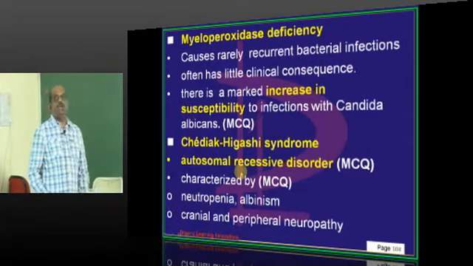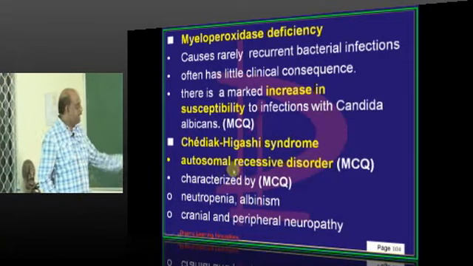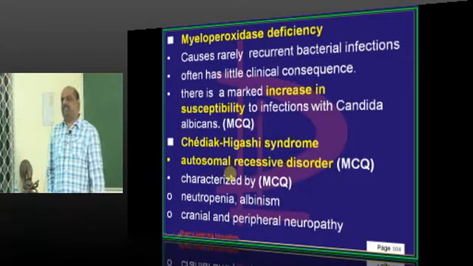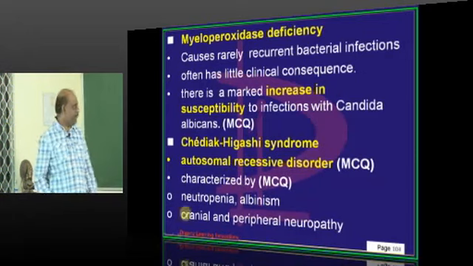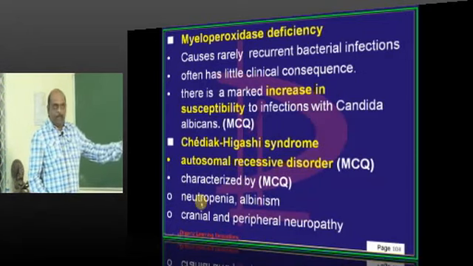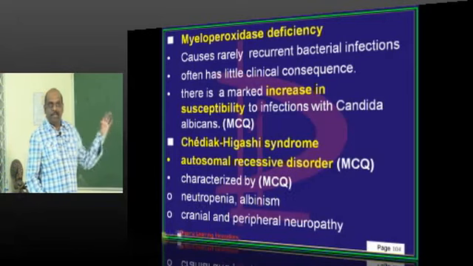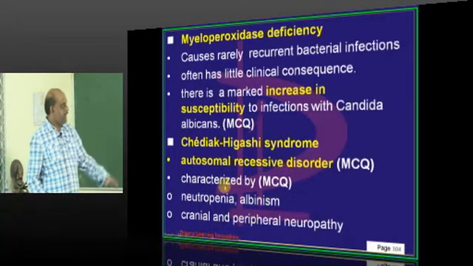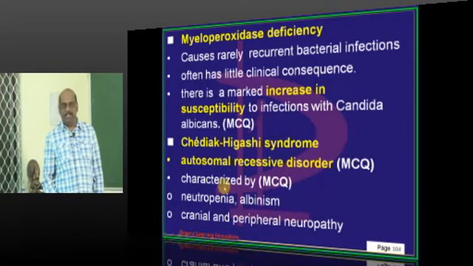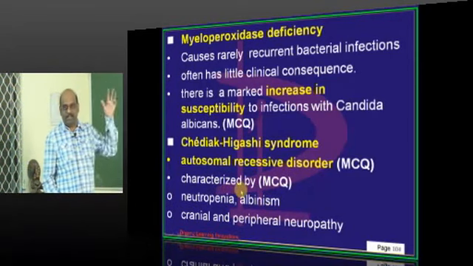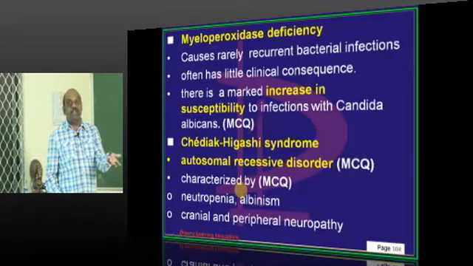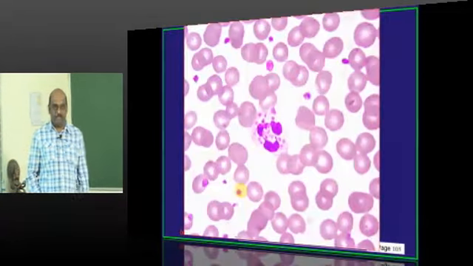Chediak-Higashi is autosomal recessive in nature. There are some phenotypic features of Chediak-Higashi which you should not forget. Neutropenia, albinism, cranial and peripheral neuropathy. These are all the important associated features. They are not asked as an MCQ. Nobody bothers, because we are not interested in the syndrome. We are interested in the immunological problem.